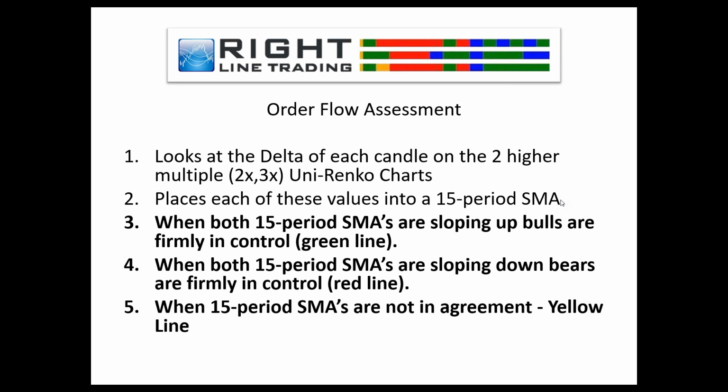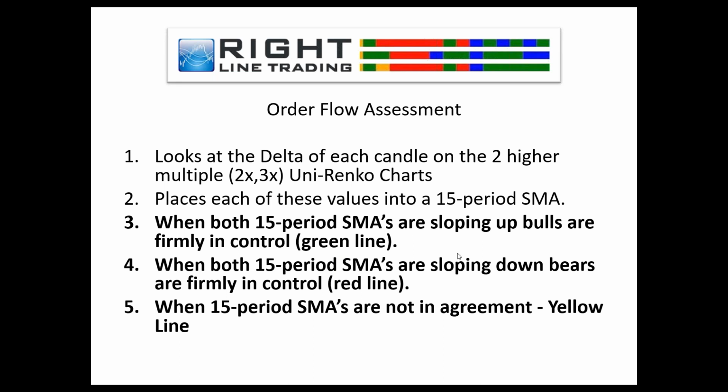Is determined by that one standard deviation's worth of data, and the outliers are not powerful enough to change this slope. So when both 15 period SMAs off the two higher time frames are sloping up, then the bulls are firmly in control of the market and the order flow line is going to be green. And when both 15 period SMAs are sloping down, the bears are firmly in control of the market and the order flow line is going to be red.